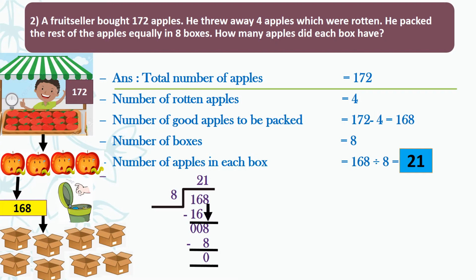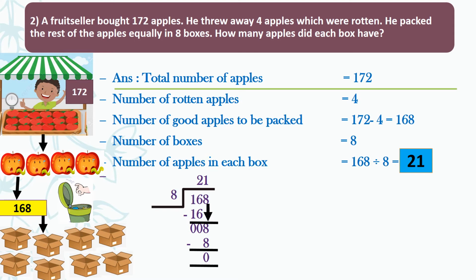Let's see the second word problem here, which is a fruit seller bought 172 apples. He threw away 4 apples which were rotten. He packed the rest of the apples equally in 8 boxes. How many apples did each box have? So now let's take this question step by step and look for the information that has been given. So I have shown you in the picture over here. Here is an apple seller.